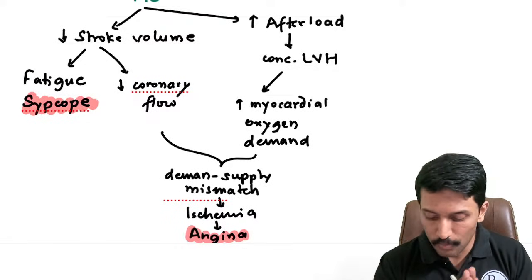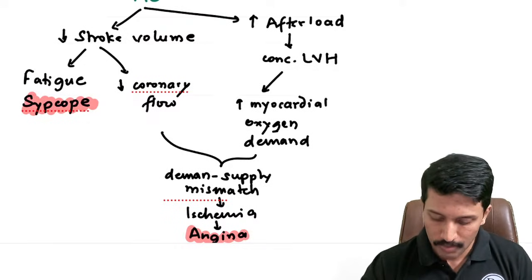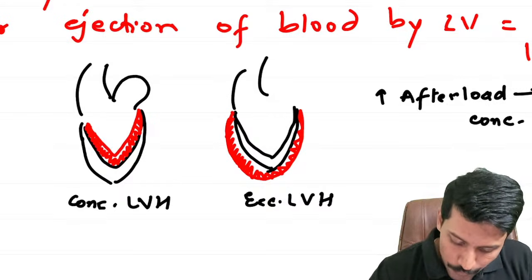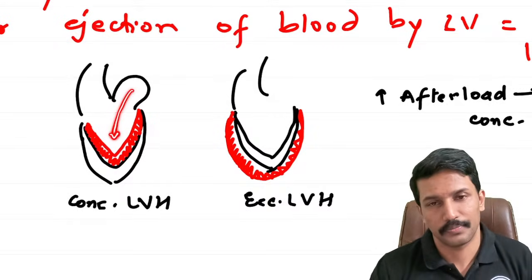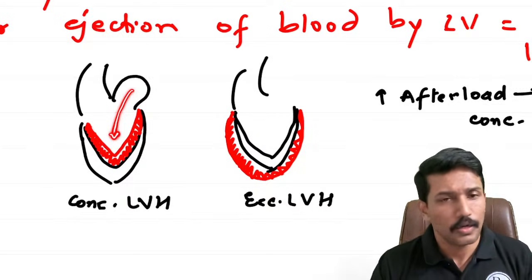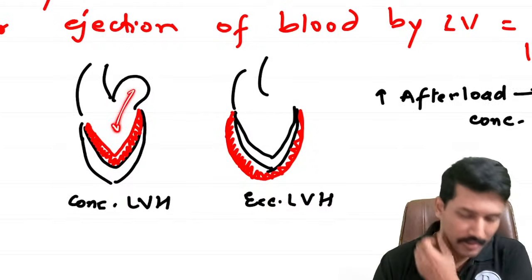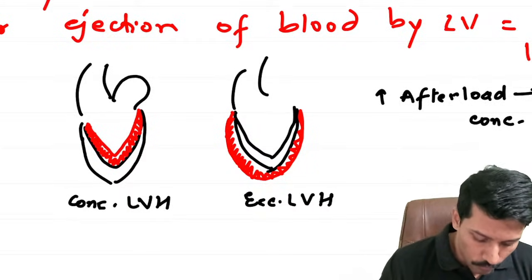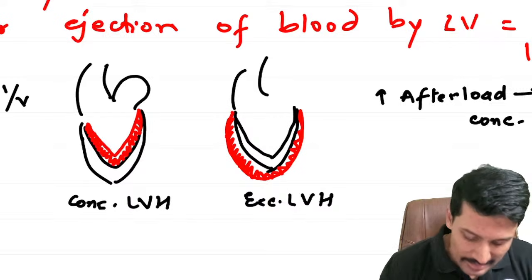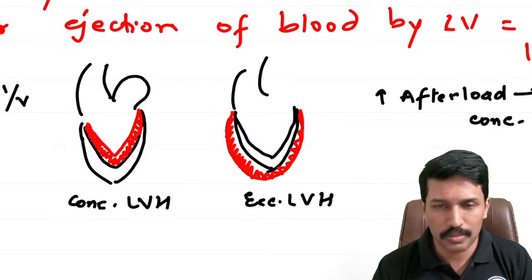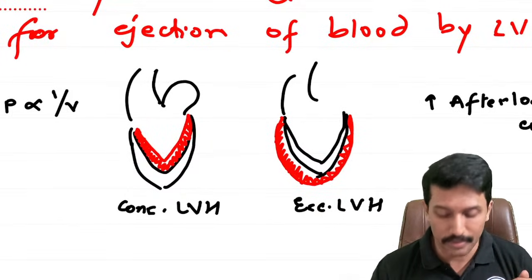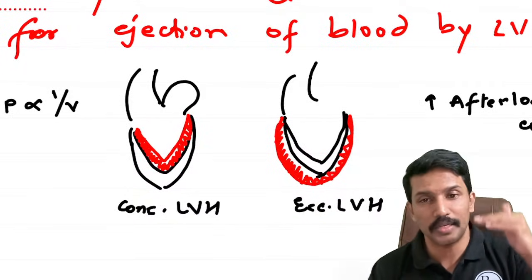What else can this concentric LVH lead to? Now we just learned that concentric LVH means the left ventricular volume is reduced. And because of that, when I want to fill the blood into the left ventricle, don't you think I will have difficulty to fill this ventricle? Because again, here Boyle's law comes into picture. Boyle's law says volume and pressure are inversely related. So if the volume of the ventricle is reduced, what happens to the pressure inside the ventricle? Pressure inside the ventricle increased.